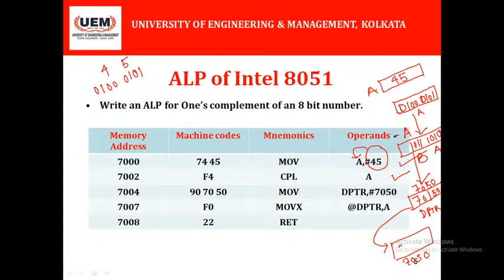So what happens is that whenever we perform MOVX @DPTR, A, the value of A, which is BA in hex, will be transmitted to the location pointed to by DPTR. Here the location pointed to by DPTR is 7050. Now 7050 will become BA. Now with the help of the RET instruction we are going to stop our program.